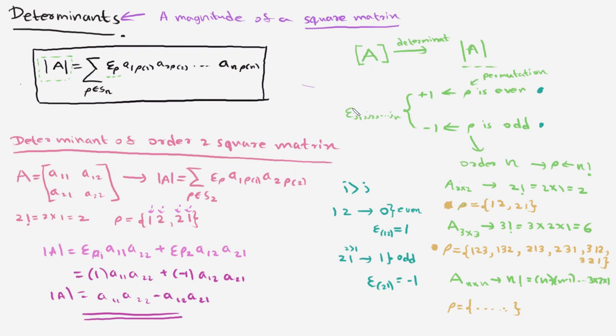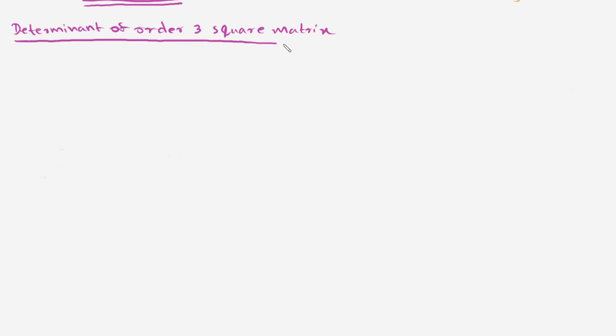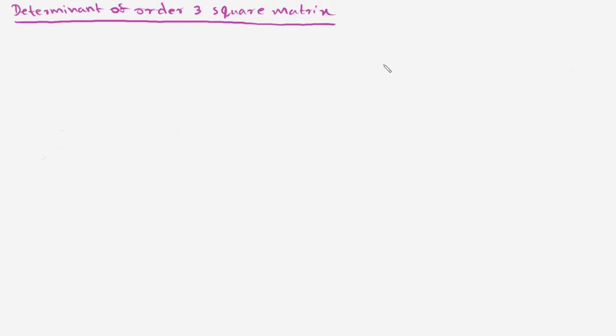Okay, so in the first clip, I just showed how to find the determinant of an order 2 square matrix. So now let's look at the determinant of an order 3 square matrix. Again, we have to follow the exact same procedure. There is nothing new. So first, let us write the formula.